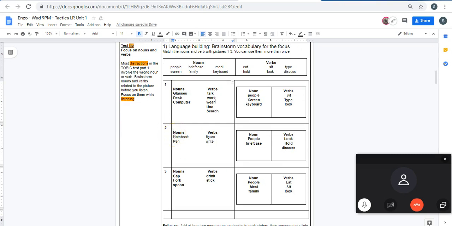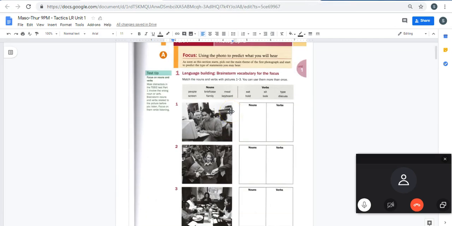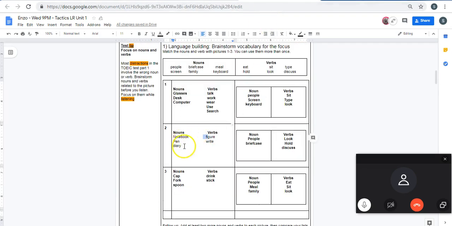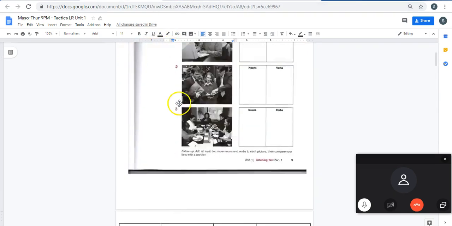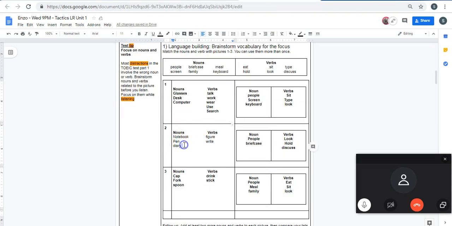The next, for picture number 2, notebook. Okay, the woman is holding a notebook. It can be a diary also. We could add that. Diary. Okay, so for the nouns, we could also add a pen. Oh, there, you've already added a pen. What else? What do you think? Suit. Okay, suit. Yeah, can be.